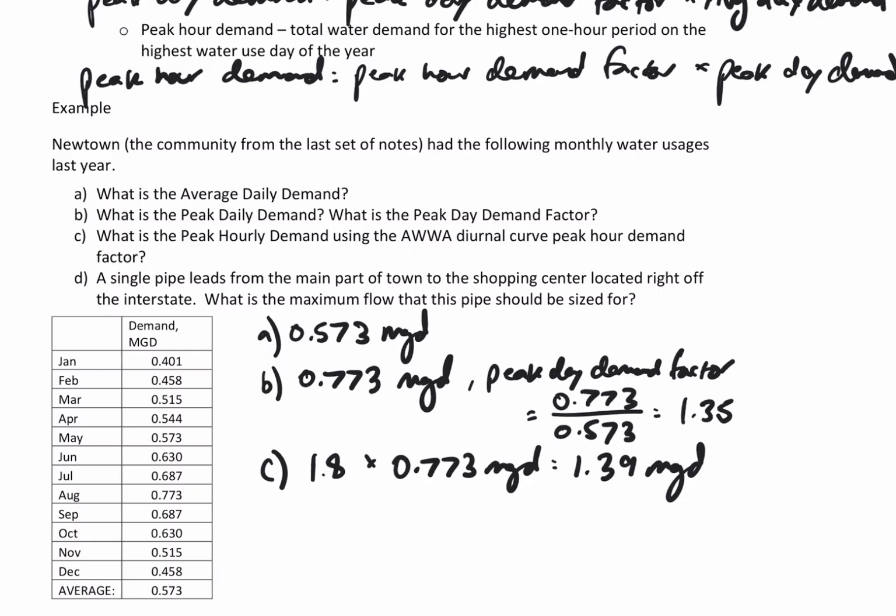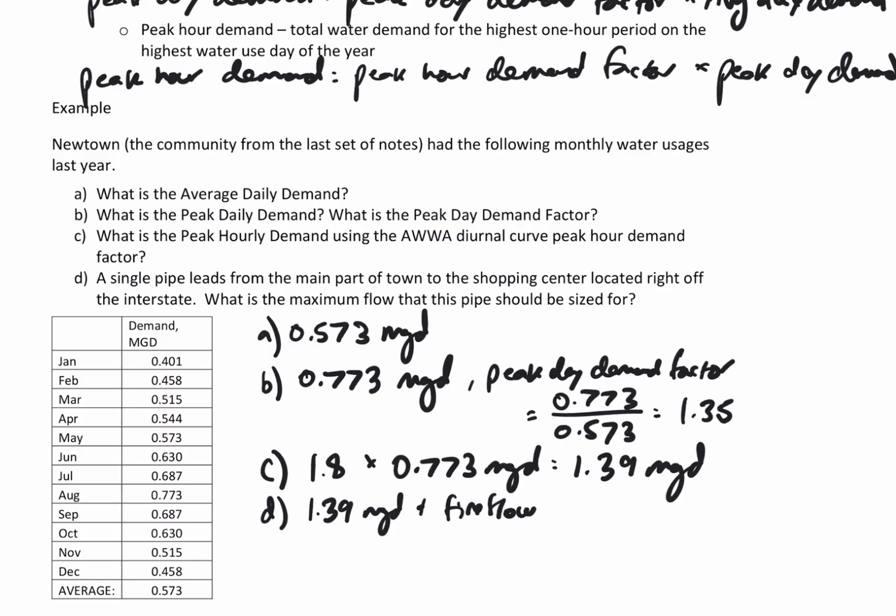And part D, a single pipe leads from the main part of town to the shopping center located right off the interstate. What is the maximum flow that this pipe should be sized for? So back in the water distribution system set of notes, I noted that pipes should be sized for, generally speaking, peak hour demand plus fire flow. In part C here, we've just established what is the peak hour demand. It's 1.39 MGD, but we need to account for fire flow. So it's going to be 1.39 MGD plus fire flow.